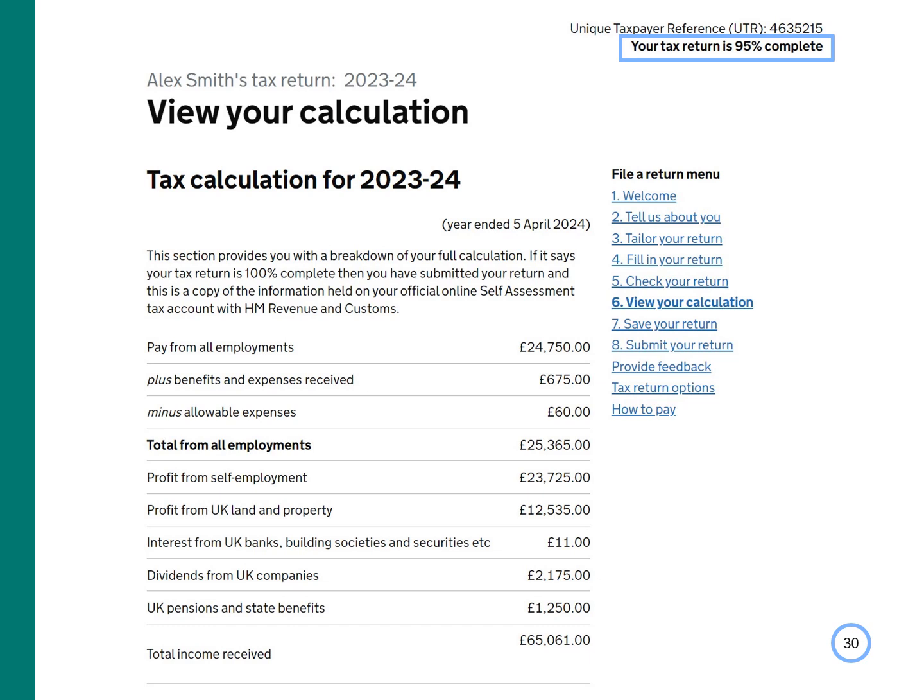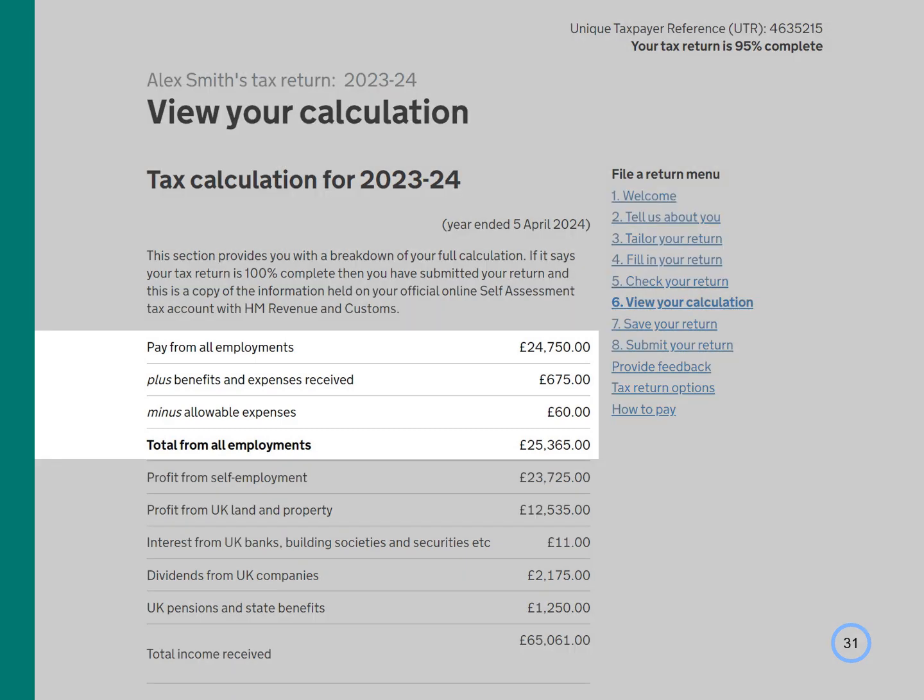The first section shows all the income you've told us about in your tax return and the total income received. I'll just point out the Pay from All Employments section. The first figure shown is the total gross payment from all your employments. So this is the amount before tax was taken off by your employer. We then add to this any taxable benefits and expenses you received from your employer. In this example, it's a £675 medical benefit the employer paid in the year.